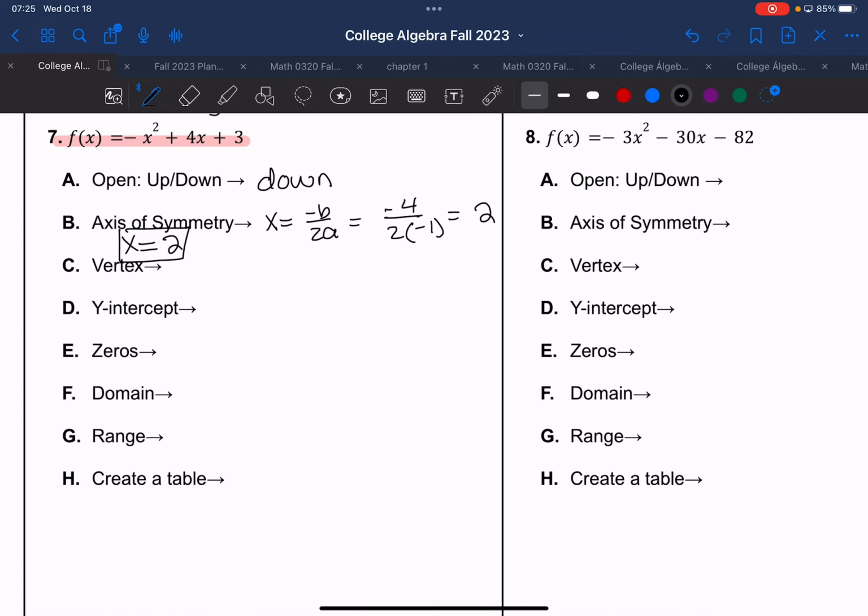How do I use my axis of symmetry to find my vertex? Plug it into the original problem. So I have -2 squared plus 4 times 2 plus 3. Okay. So 2 squared is 4. Bring over that negative. That's a -4. 4 times 2 is 8 plus 3. So it's -4 plus 8 plus 3. 7. Which means that my vertex is what point? 2, 7.